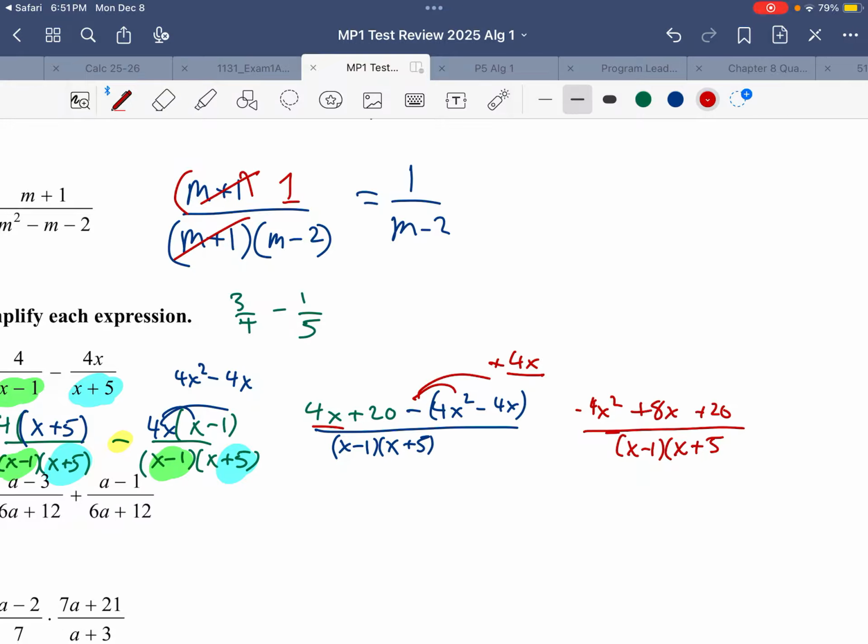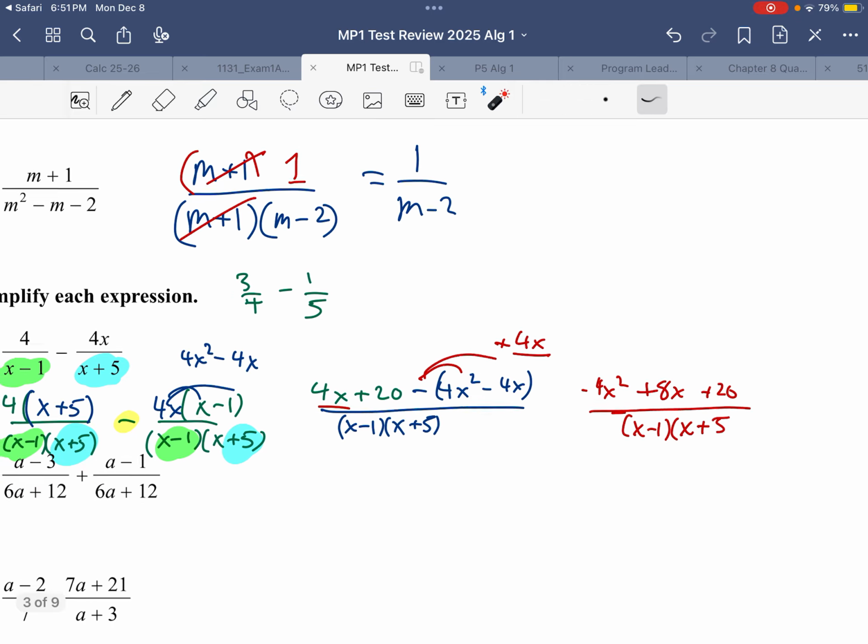All right, so in this example, we had to find a common denominator, and the next one we're going to be looking at already has the common denominator, so you can just perform whatever operation, whether it's adding or subtracting, for the two rational expressions.